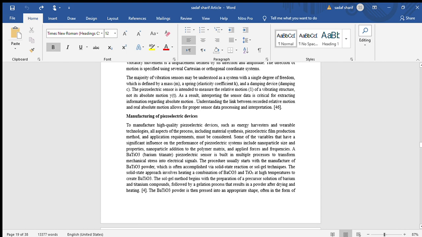Now, what is the manufacturing of a piezoelectric device? To manufacture high quality piezoelectric devices such as energy harvesters and wearable technologies, all aspects of the process, including material synthesis, piezoelectric film production methods, and application requirements, must be considered. Some of the variables that have a significant influence on the performance of a piezoelectric system include the nanoparticle size, its properties, nanoparticle addition to the polymer matrix, and applied force and frequencies. A barium titanate piezoelectric sensor is built in multiple processes to transform the mechanical stress into electrical signals.